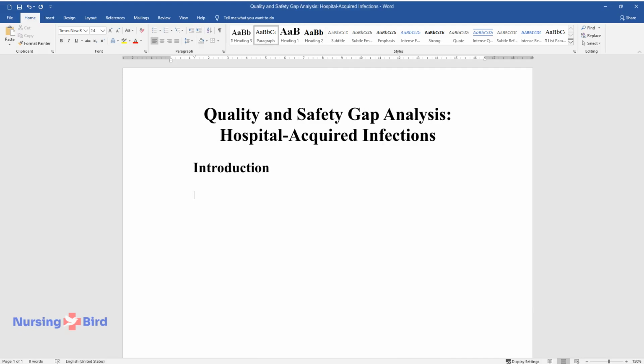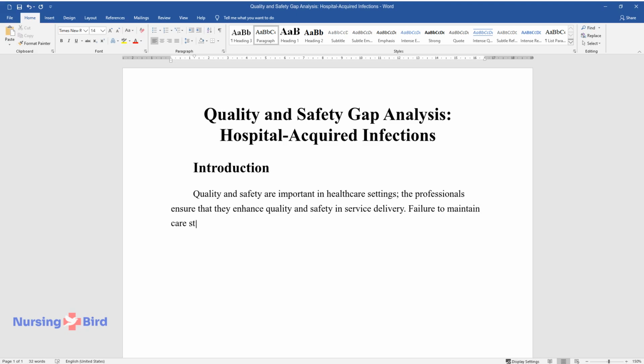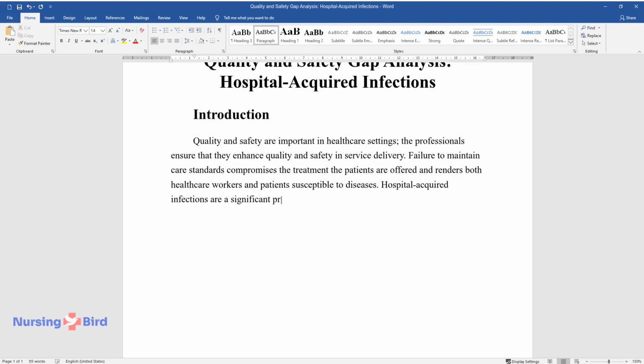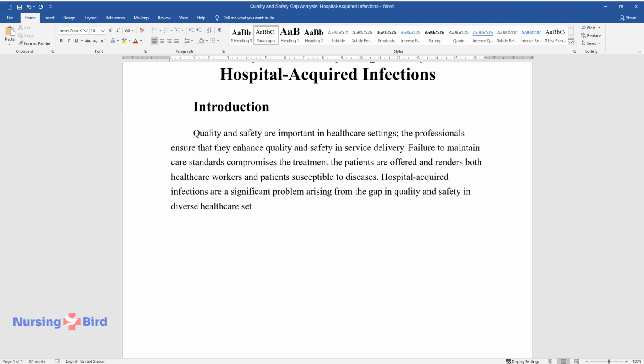Introduction. Quality and safety are important in healthcare settings. The professionals ensure that they enhance quality and safety in service delivery. Failure to maintain care standards compromises the treatment the patients are offered and renders both healthcare workers and patients susceptible to diseases. Hospital-acquired infections are a significant problem arising from the gap in quality and safety in diverse healthcare settings.